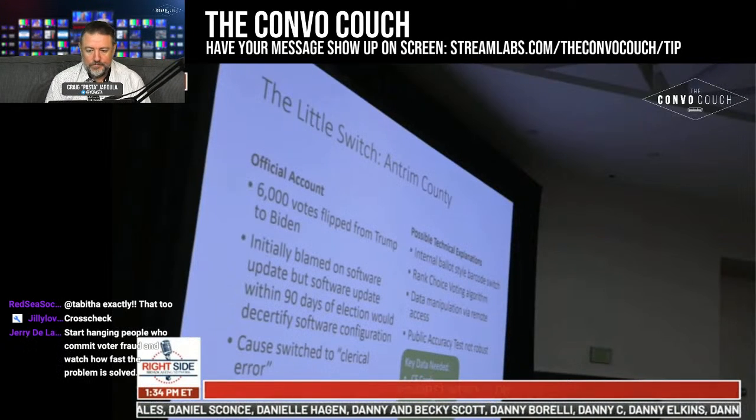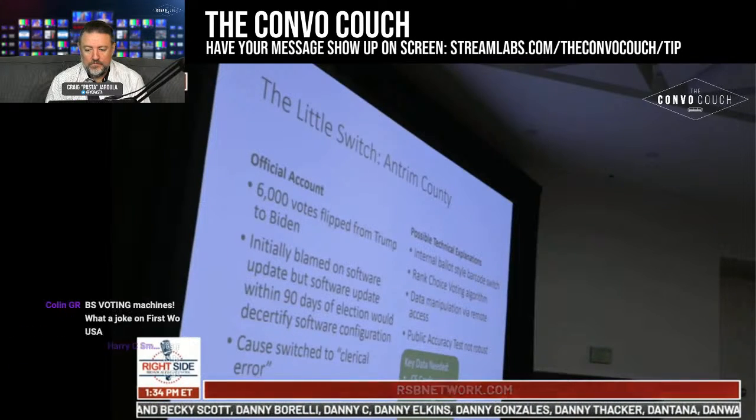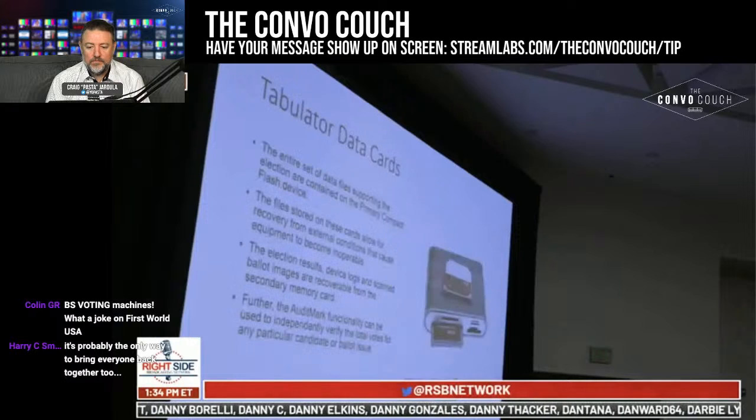So, if you want to go off and check into this, one of the things you're going to need to do is look into compact flash cards, event logs, and paper vote tallies.